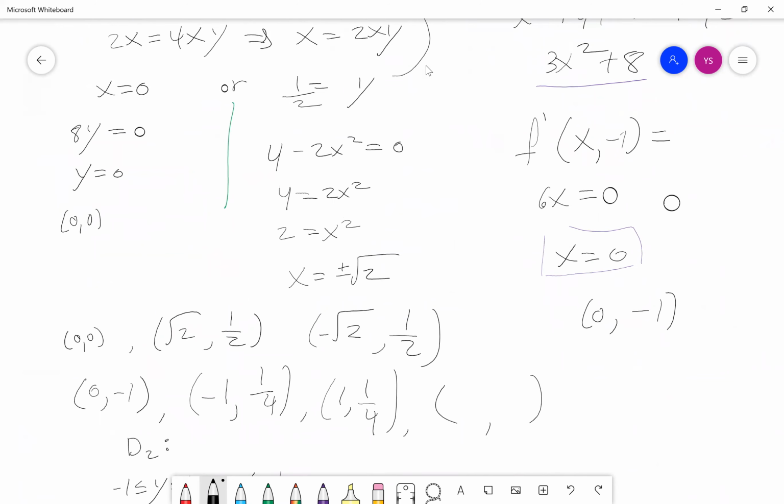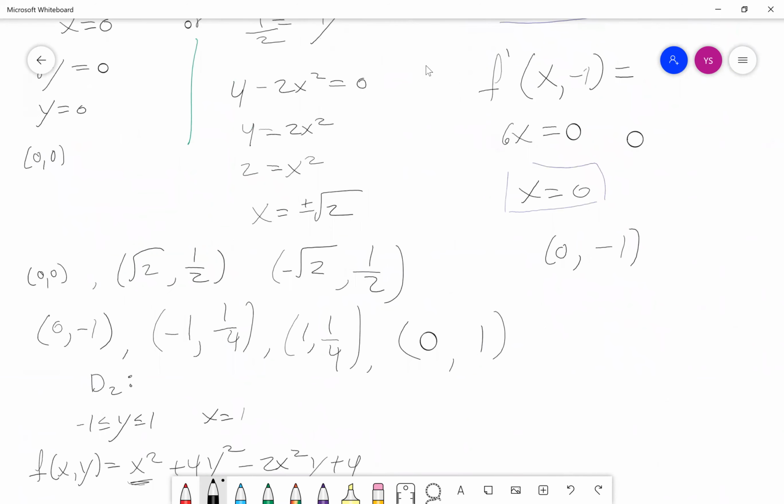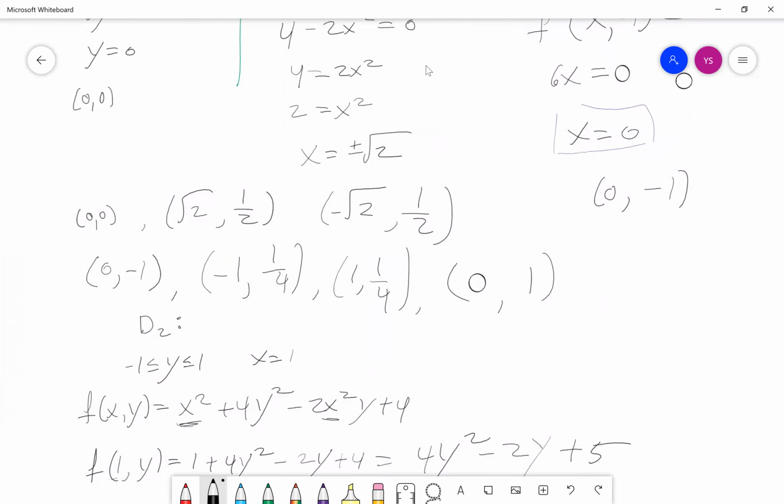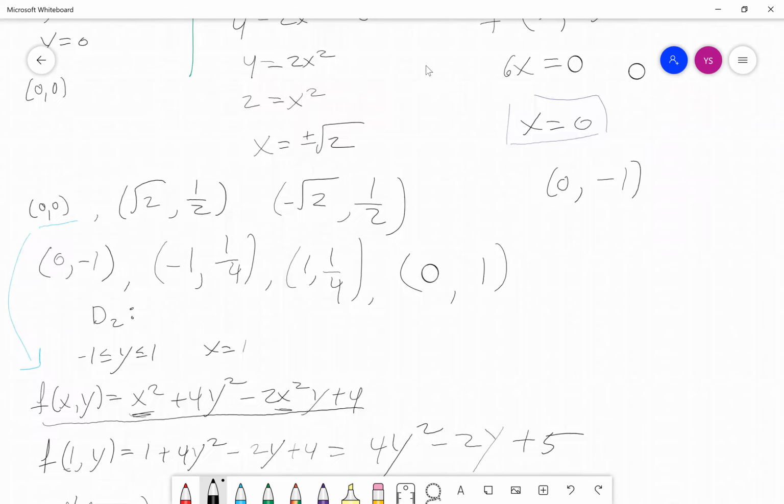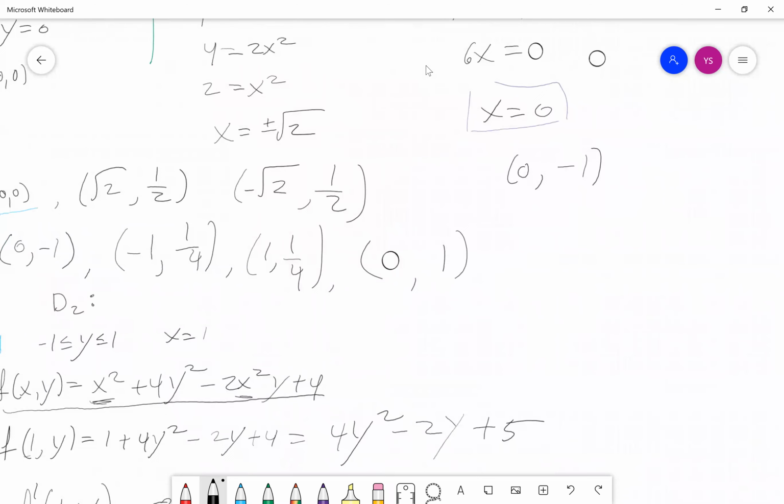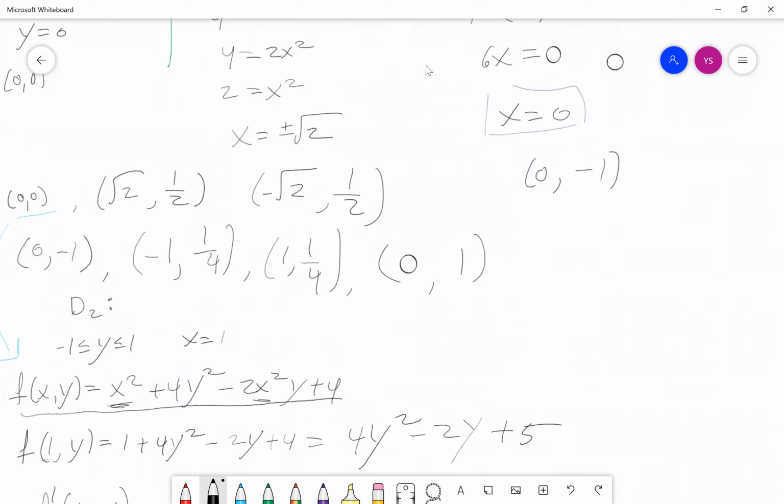Zero, one. Okay, 0, 1. Okay, so last step, plugging it into our f of x, y. And generally, my guess is on the exam, things won't be this complicated. You have to now take each one of these points and plug it in and see what you get. And I'm not going to do that, but I'll tell you what they tell me it is, just so that we can see the next step.